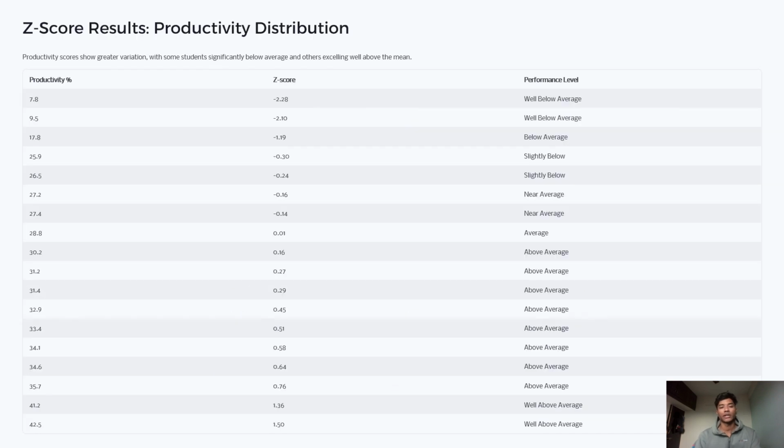Now, Z scores for productivity. Productivity scores show an interesting spread. A few students are far below the average, Z equals minus 2.28 and minus 2.10. Many students fall slightly below or slightly above the mean. Higher productivity values such as 41.2% and 42.5% have Z scores above 1.3, meaning they are well above average. So productivity varies more than age, and Z scores help us clearly identify who is performing at which level.